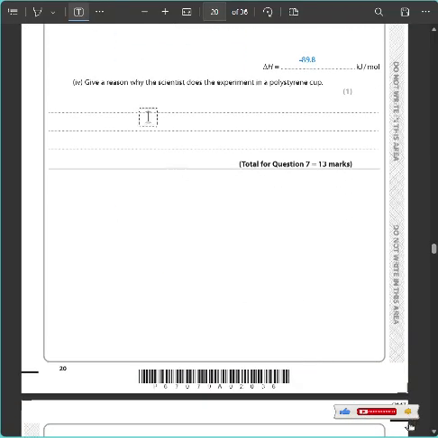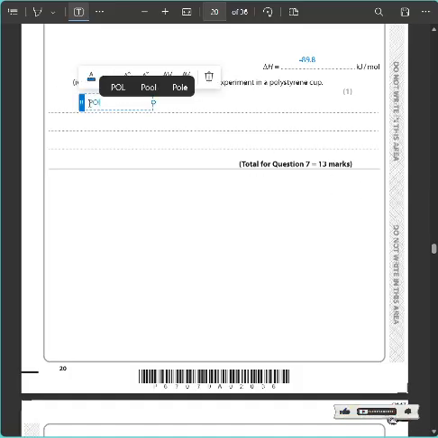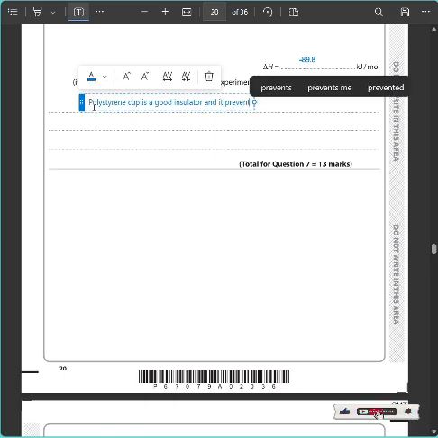The next one: give a reason why the scientist does the experiment in a polystyrene cup. Because polystyrene cup is a good insulator and it prevents heat going out.